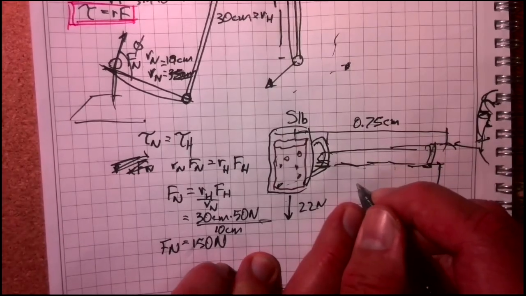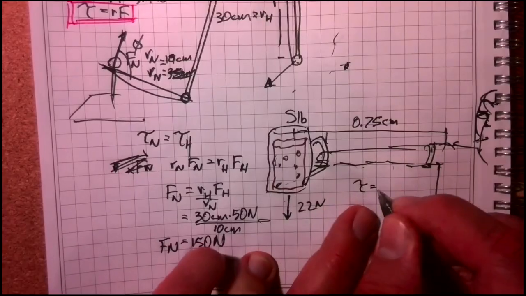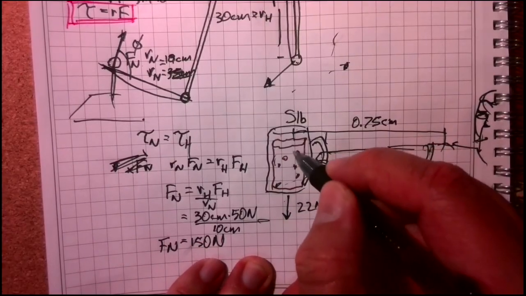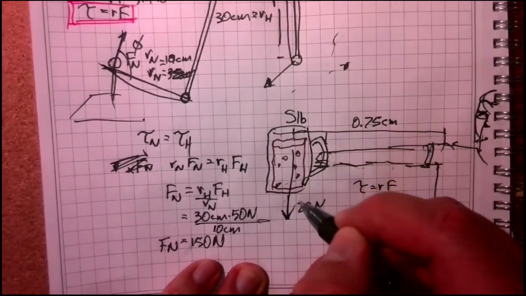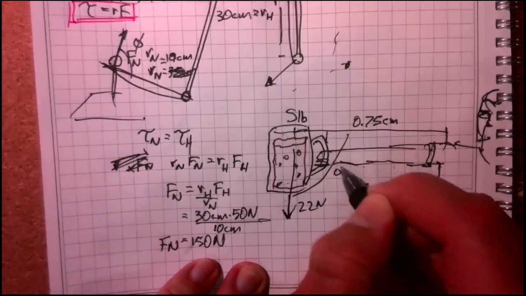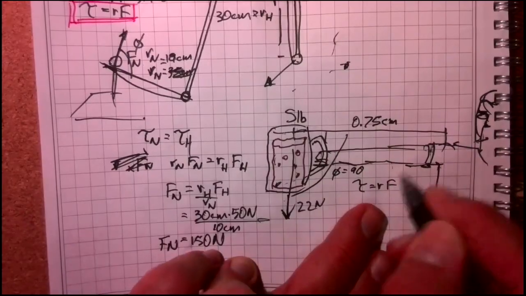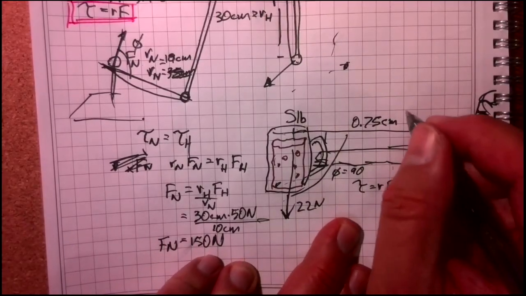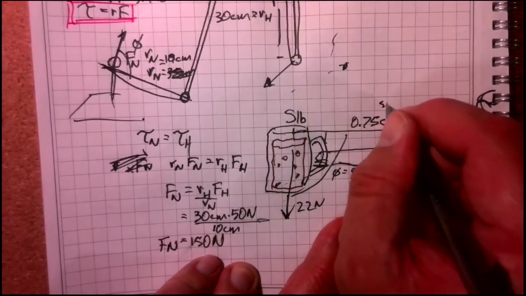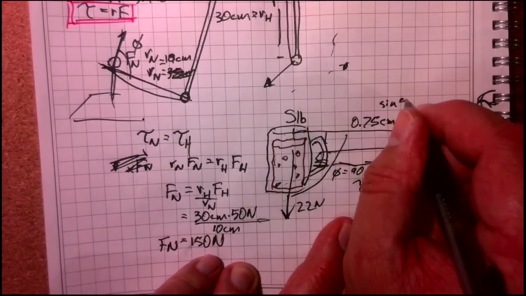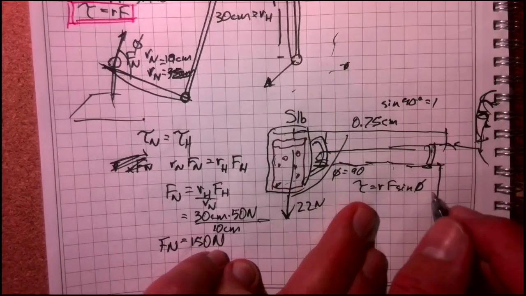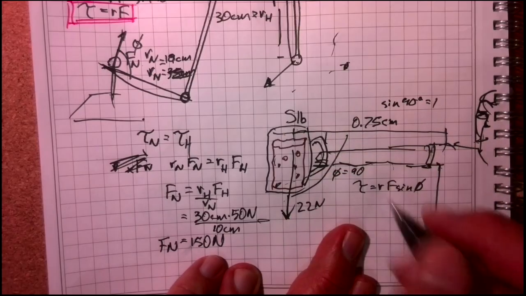Basically, our torque is equal to R times F. And let's see, my force is going down here. That's 22 newtons, and the angle is 90 degrees. So I've got sine of phi here. And remember, sine of 90 degrees equals 1. That's its maximum. So these are perpendicular to each other at 90 degrees.